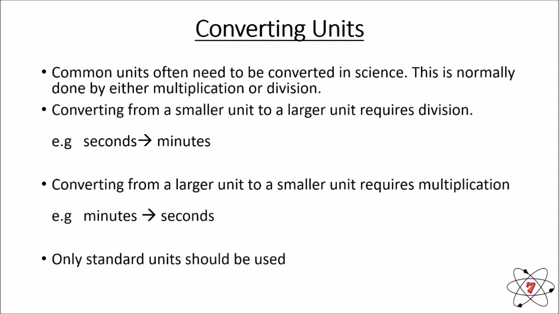Now, really important here, only standard units should be used. What this means, say we're talking about speed in science, we might use meters per second or kilometers an hour. These are standard units. We would not use miles per hour. Miles are not a standard unit. So, metric units, not imperial. Always, always, always metric in science.